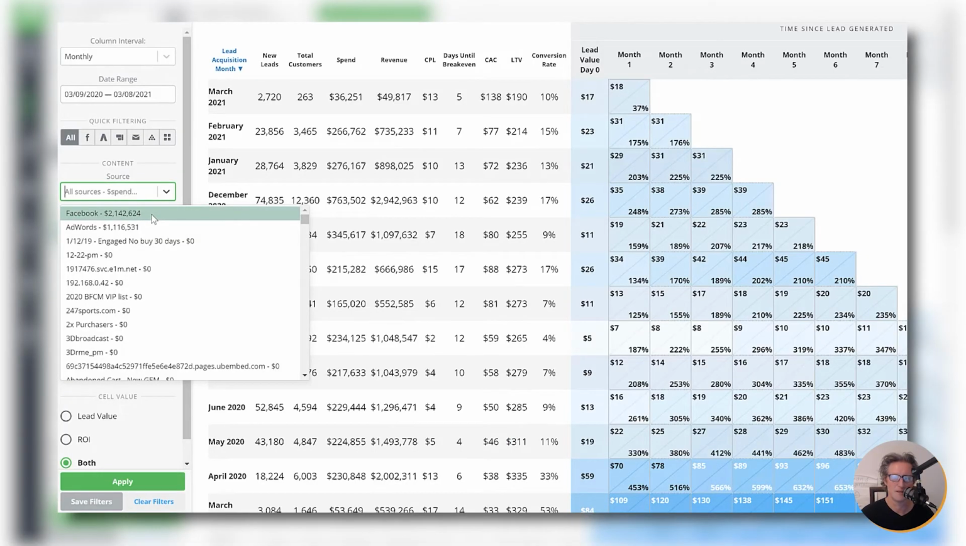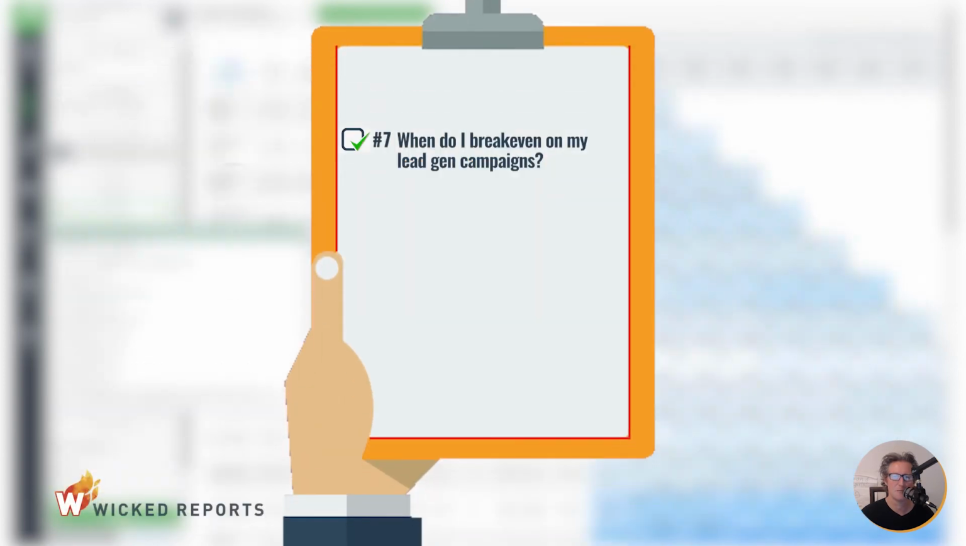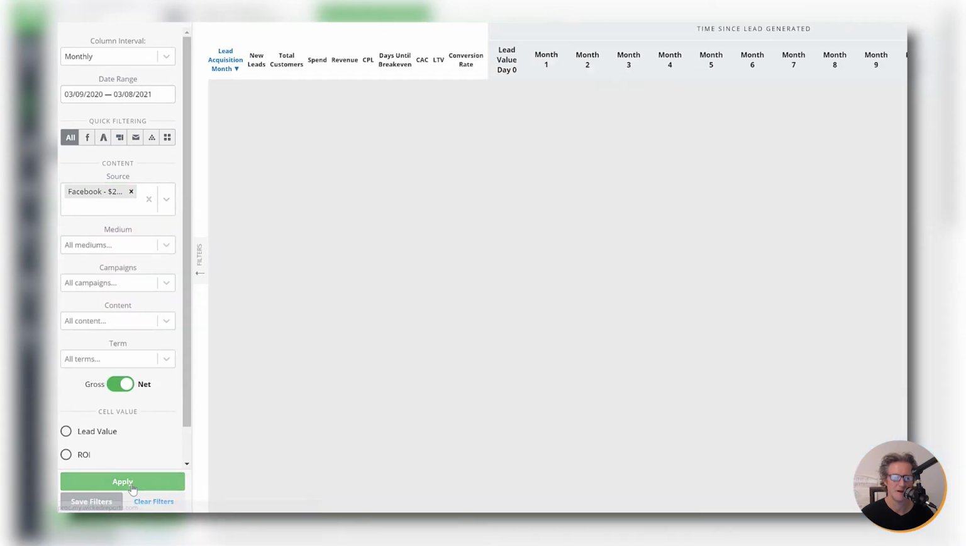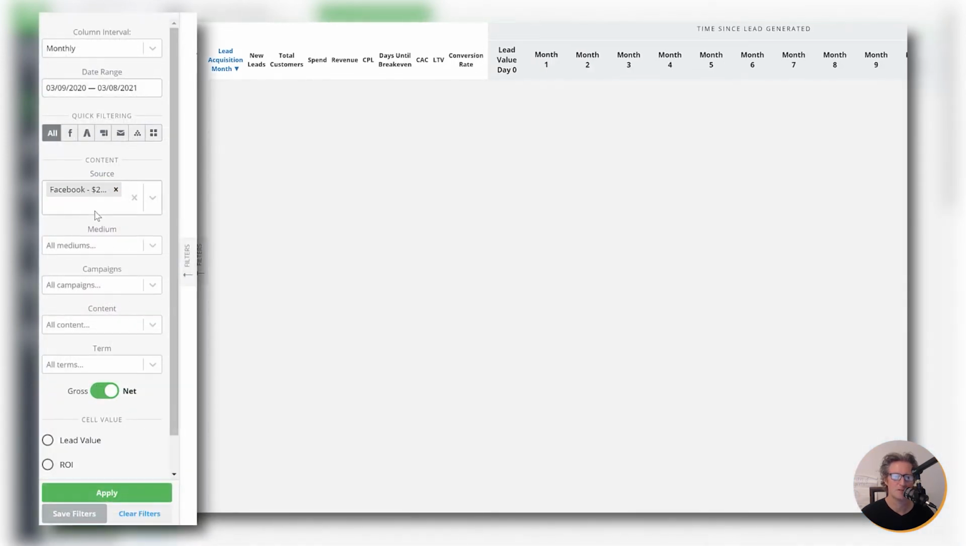The last thing I want to show you is you can say when you break even on these, when there's one specific channel involved. When do I break even on the leads from a specific channel? So let's choose Facebook. You'll see we pulled in the ad spend. I'll hit apply. And then what it's going to do is only filter on the leads acquired from Facebook.